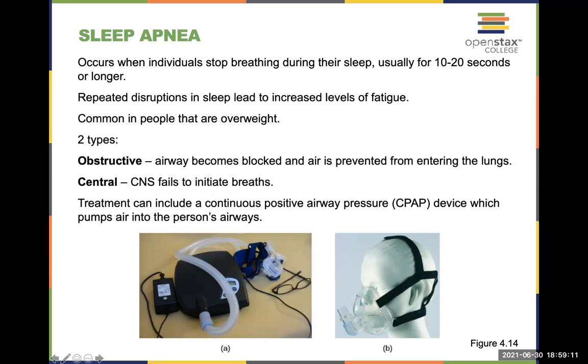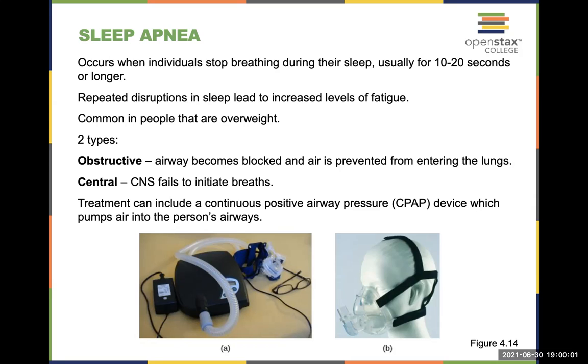And then somebody earlier asked about sleep apnea. So here is sleep apnea, right? That occurs when individuals stop breathing during their sleep, usually for 10 to 20 seconds or longer. The issue is that the repeated disruptions lead to increased levels of fatigue, and it can be common for people who are overweight. There are two types. There's obstructive sleep apnea, where the airway is blocked and air is prevented from entering the lungs. And then there's central sleep apnea, where the central nervous system itself fails to initiate breaths.